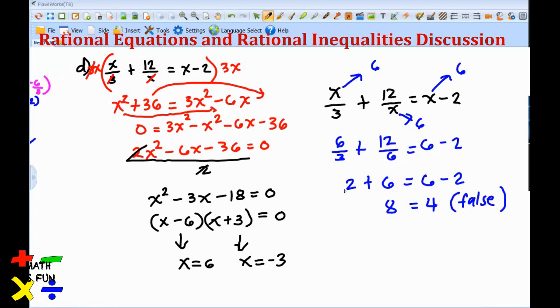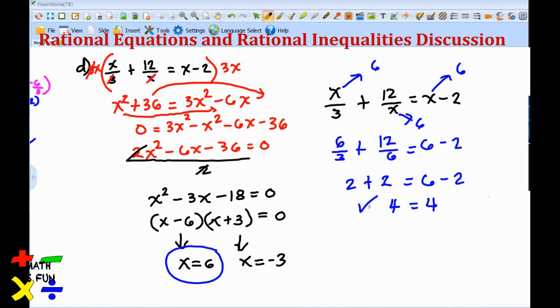Now, what about when it is, wait, this is 2. 12 divided by 6 is 2. You did not correct me. This 6 divided by 3 is 2, right? That's correct. This is supposed to be 2. So 2 plus 2 is 4. Then this is correct. 6 is a solution, right?